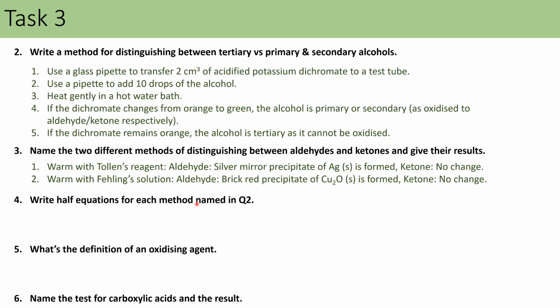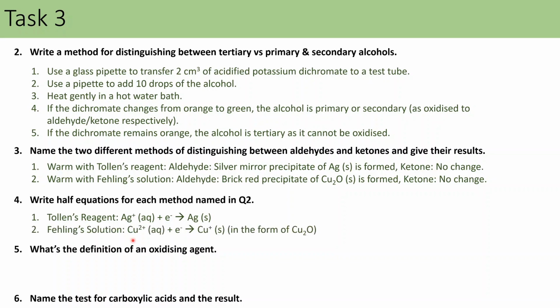Next up we've got to write 2 half equations for each method. So for the Tollens' reagent, we've got Ag+ aqueous ions plus an electron goes to give silver solid, and for the Fehling's solution, we've got Cu2+ blue ions plus an electron goes to form copper(I) ions in the form of copper(I) oxide, and that's our solid brick red precipitate there.